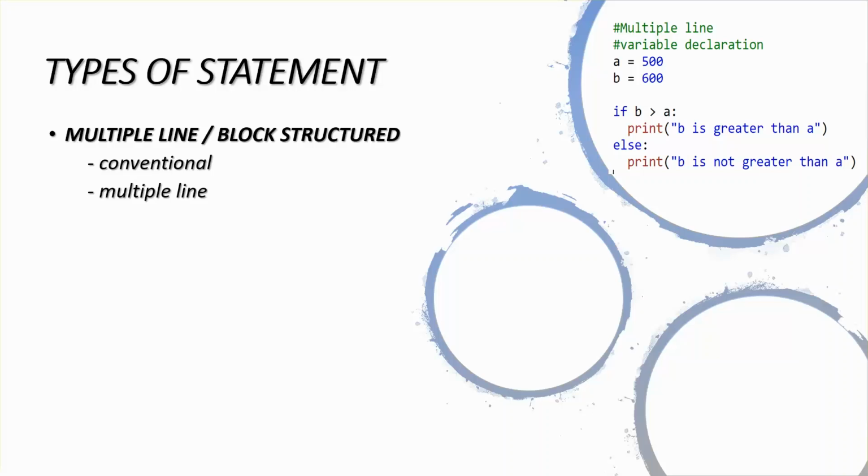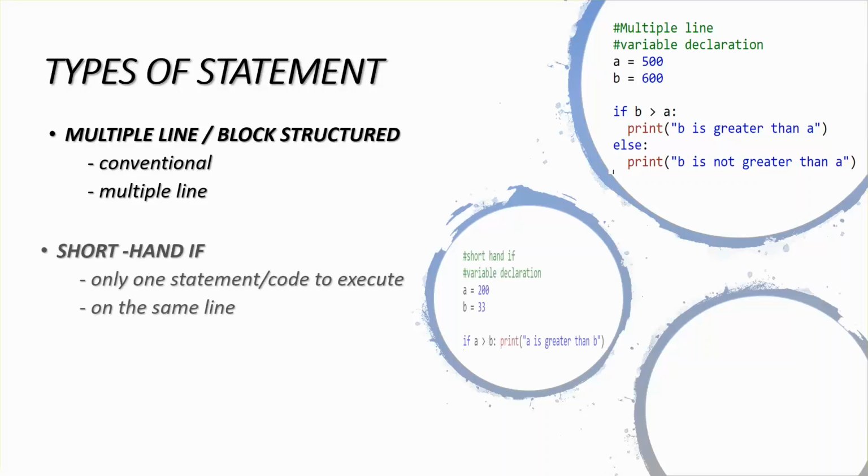Else will be discussed by Mr. Jesse D. Guzman. In our example, A and B are variables and the comparison condition is on the if statement to check if B is greater than A. The result is a display of B is greater than A.